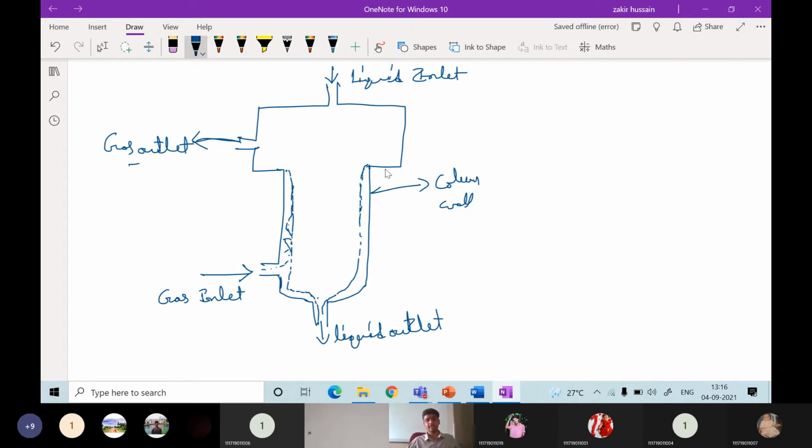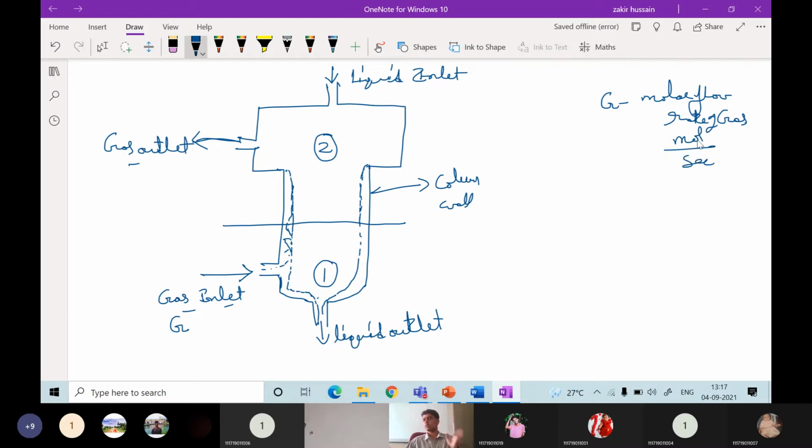But now, in order to conduct a material balance here, we have to fix the variables. To fix the variables, let us assume the top variables as second section and bottom variables as first section. Means gas inlet. Let us say G is the molar flow rate of gas. Molar flow rate of gas means kilomole per second or mole per second.